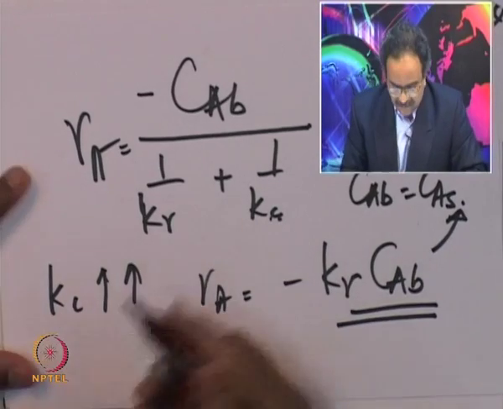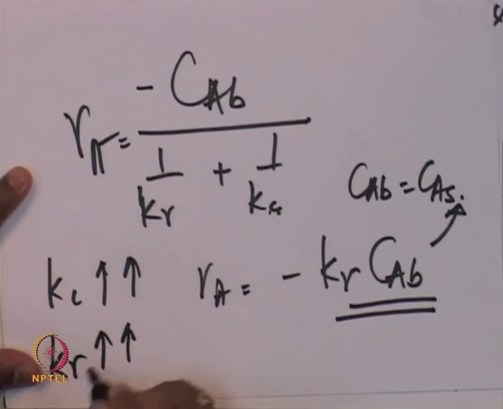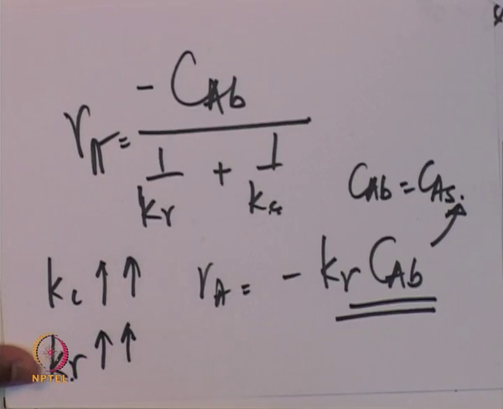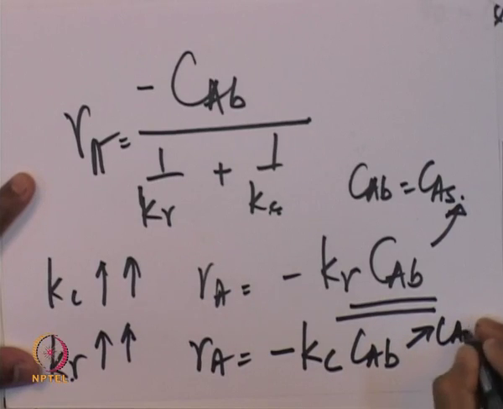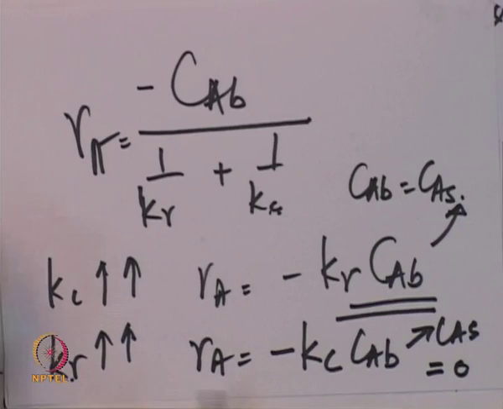Other way around, KR is very large. Now, it is always relative. Large means relative to KC. So KR is very large relative to KC. Then RA is equal to minus KC CAB. In that case, what is CAS? CAS is almost negligible, is 0. Here CAS is equal to CAB, whereas in this case CAS is equal to 0. You can think about it. We will continue this discussion in the next lecture, but this is the meaning of the rate equation.